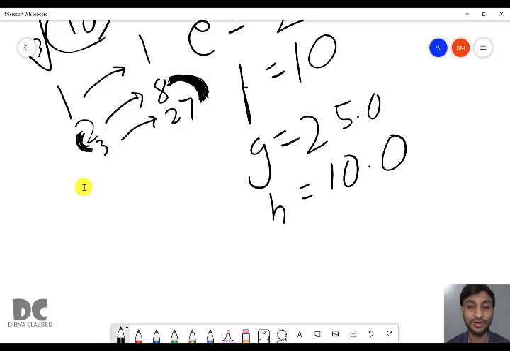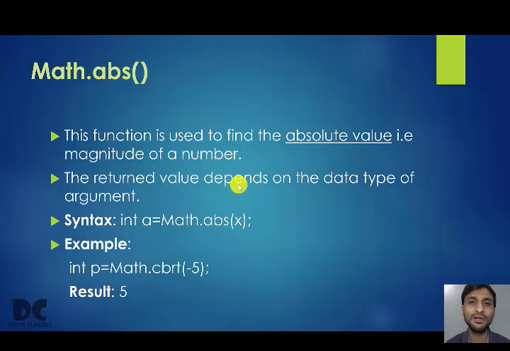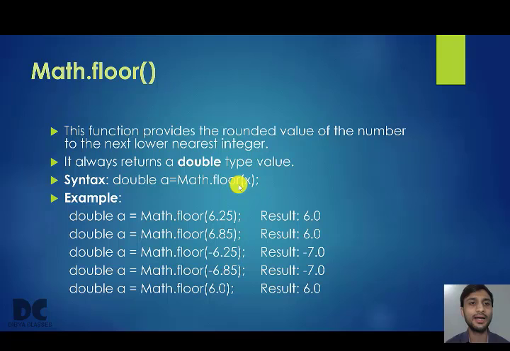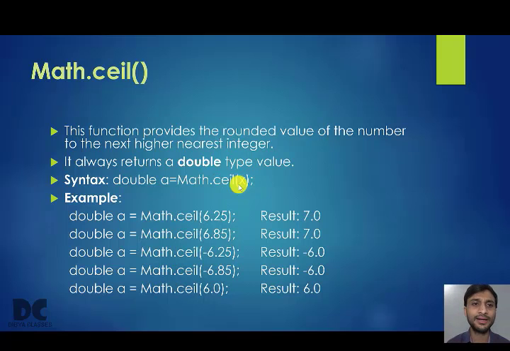This is the typecasting rule applied here. Though the answer will be 10, since you are storing it in a double, it will automatically get converted to 10.0. Clear? So now we'll move to the next math functions, that is Math.floor and Math.ceil.